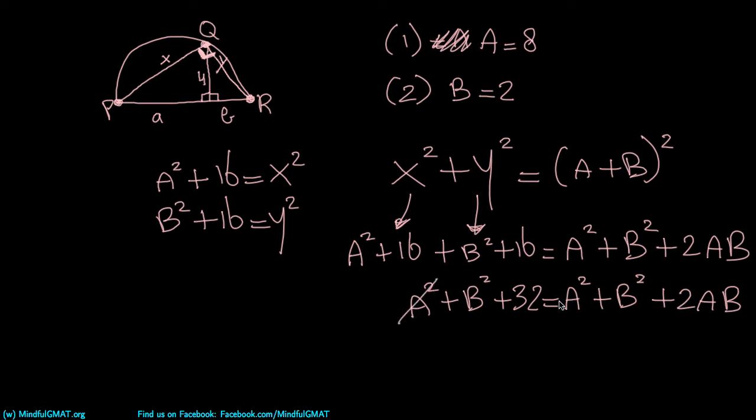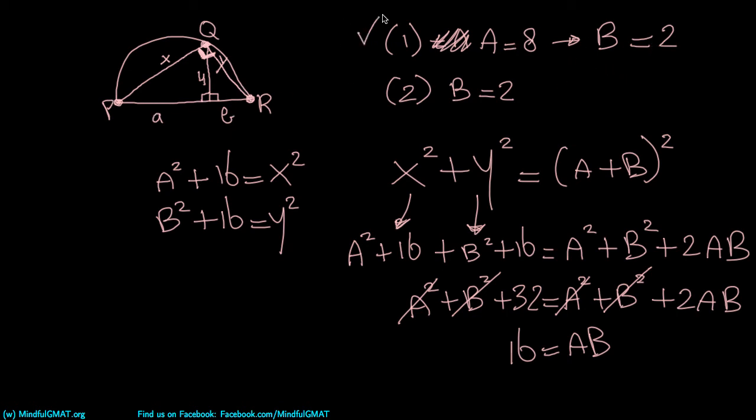Now, a squared and a squared cancel out, b squared and b squared cancel out, so you get 32 is 2ab. Dividing by 2 on both sides, you get 16 is ab, or ab is 16. Now, checking the first piece of information, knowing that a is 8, b must be 2. And therefore you have sufficient information to answer the question asked, because you know the diameter, which is a plus b, which is 8 plus 2 is 10.